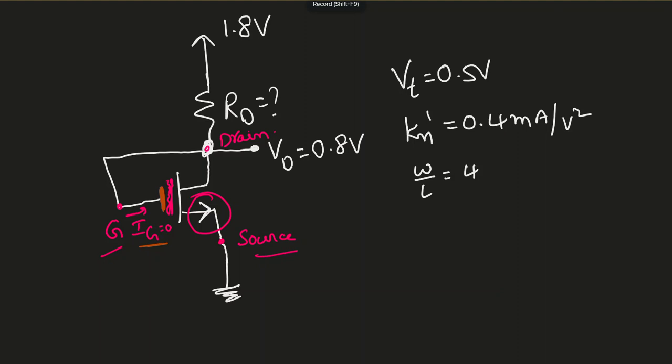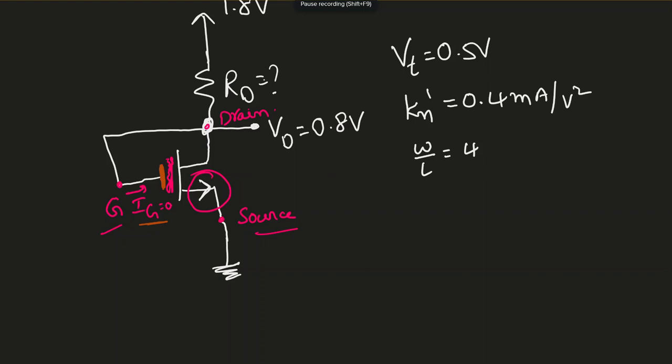Here is the given example. Here he's asking to find the RD value. He didn't say whether it is in the active, saturation mode or triode region of operation, so I'm going to assume saturation mode and start solving. In saturation mode, the drain current ID equals half times Kn prime times width over length times (VGS minus VT) whole square. That's the given formula.